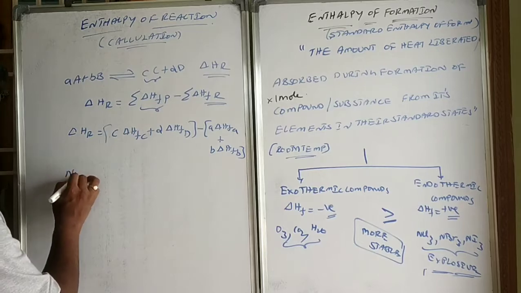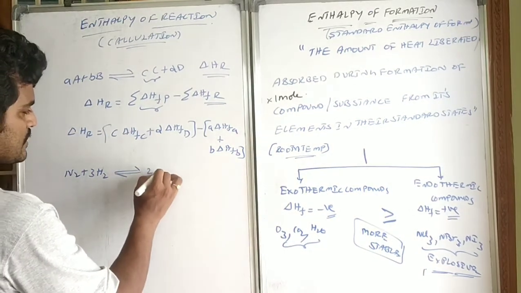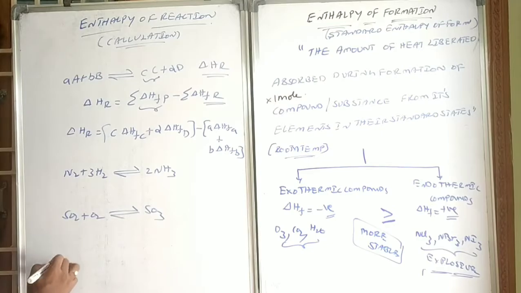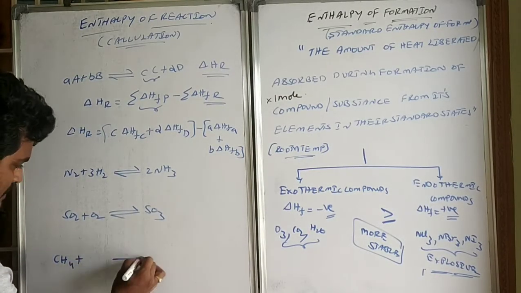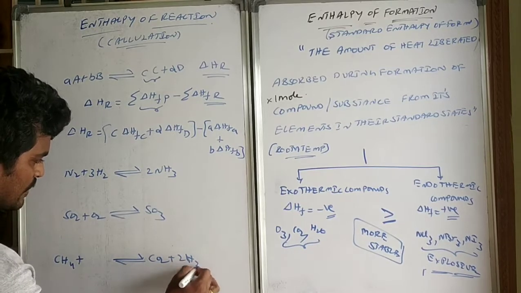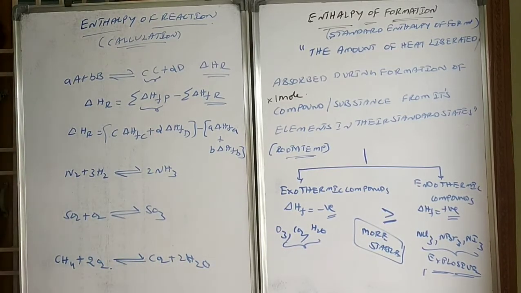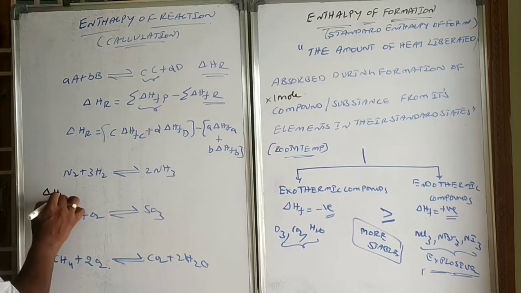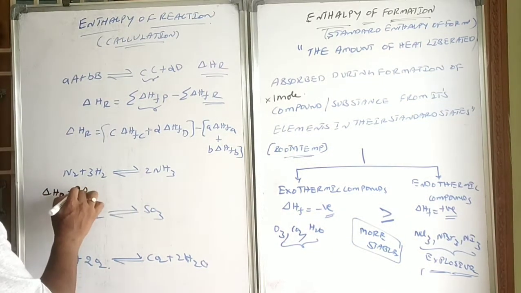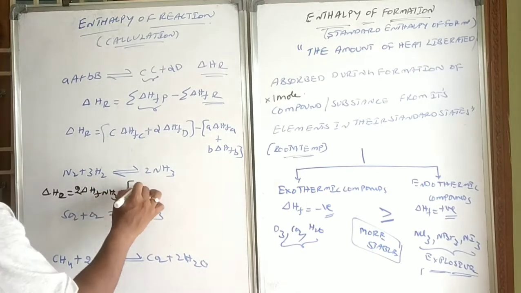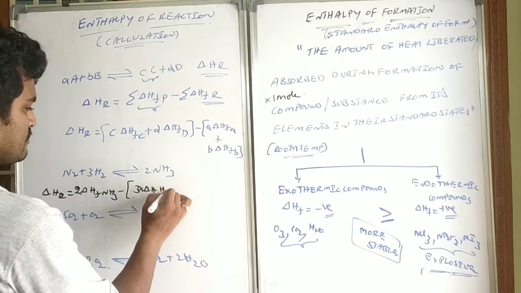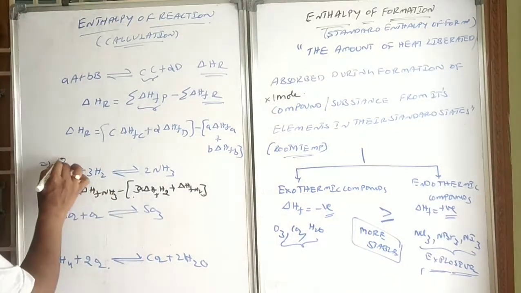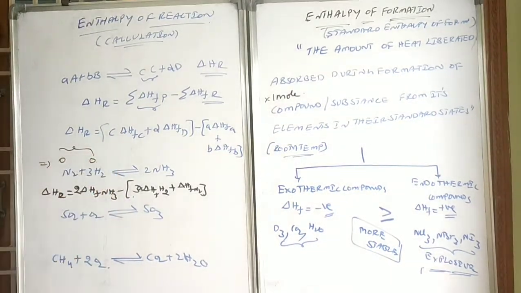Let us consider some reactions. N2 plus 3H2 gives 2NH3. SO2 plus O2 gives SO3. CH4 plus 2O2 gives CO2 plus 2H2O. For these reactions, how to find enthalpy of reaction? Enthalpy of reaction equals 2 into enthalpy of formation of ammonia minus 3 into enthalpy of formation of hydrogen plus enthalpy of formation of nitrogen. We know that enthalpy of formation of nitrogen equals 0 and hydrogen equals 0.